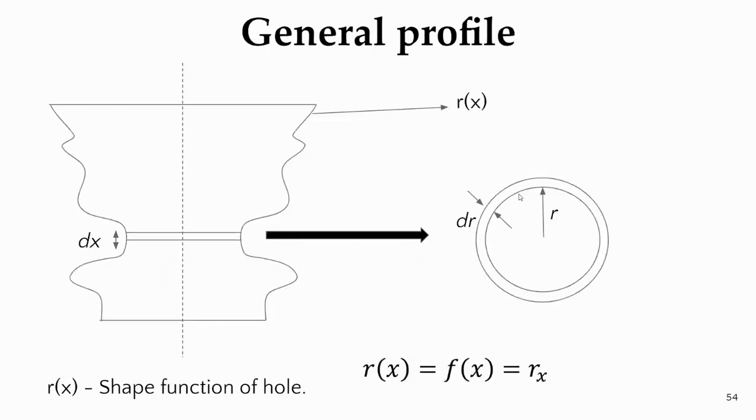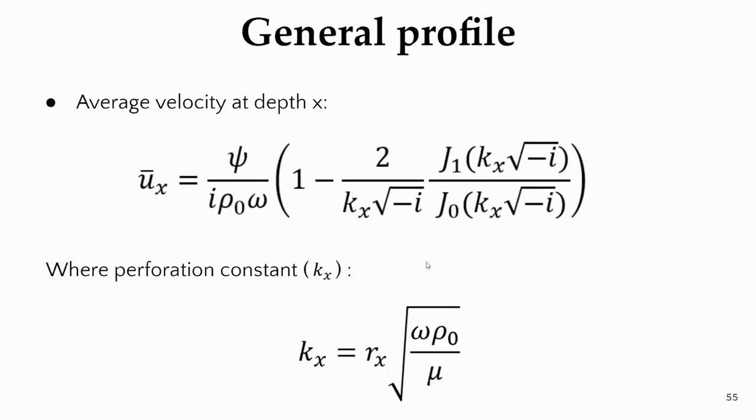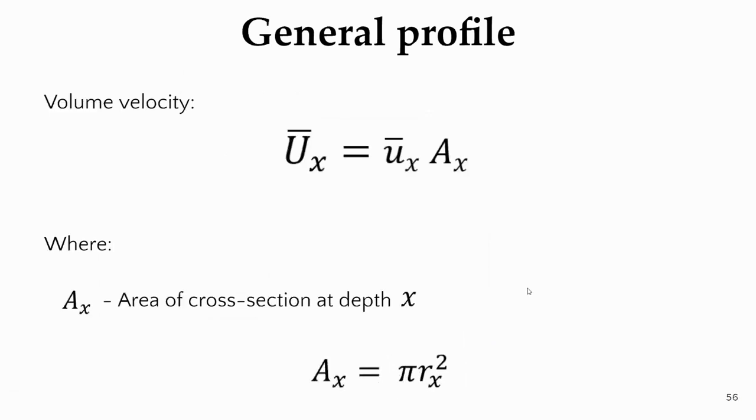Now the third case arises, which is the general hole profile. Suppose the hole is not cylindrical, just a profile r of x, which is a function of x, but it's an axisymmetric case. And I think the same derivation applies, in which we take a small annular ring element, and we get the average velocity at depth x. X is given below, but the case here is one in which the perforation constant is a function of r(x), which is a function of x. But in the previous cases, it was just a function of r, which is not a function of x. And in this case, for the derivation, we had to use the volume velocity.